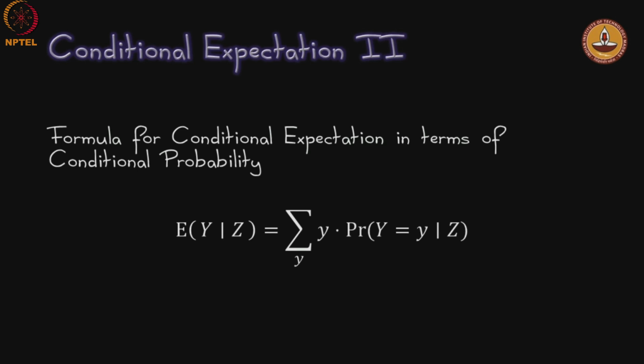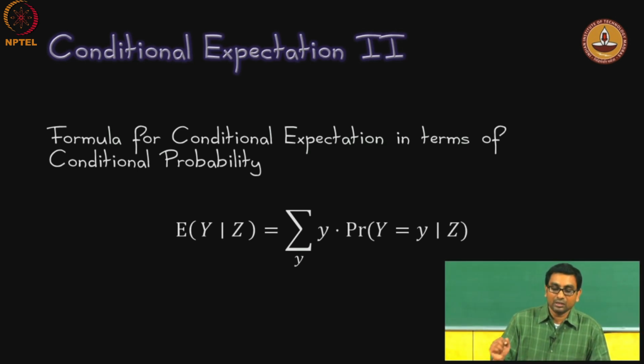Let us work out a formula for the conditional expectation in terms of this conditional probability. We are asking what is the expectation of Y given Z. Now, it is an expectation, so we would sum through all possible values of Y, and in each case it is very simple. We just use the conditional probability of Y taking the specific value lowercase y conditioned on this Z. So, it is a very natural formula for the conditional expectation of Y conditioned on Z.